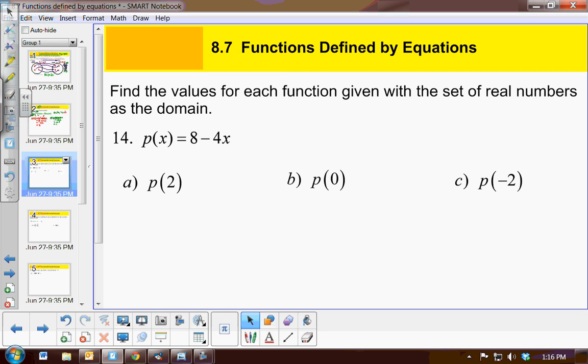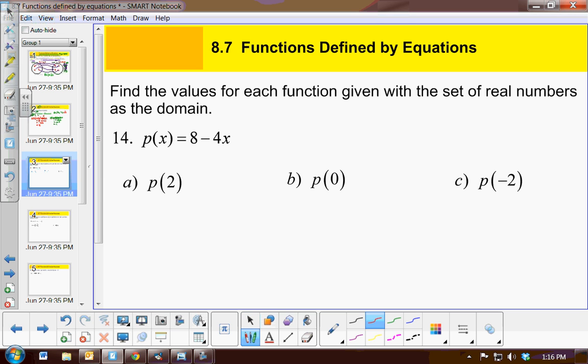Now, number 14. I'd like you to do 14 on your own. And at the end of the video, there's going to be a form, and I'm going to ask you to submit your answers to 14A, 14B, and 14C. And then we'll check to see if you were correct.